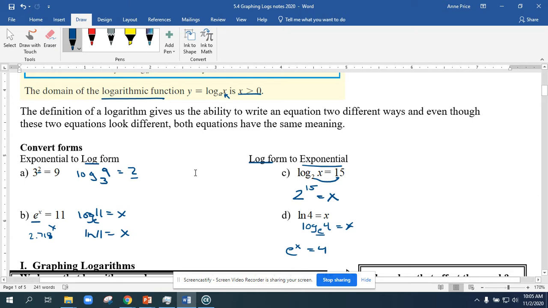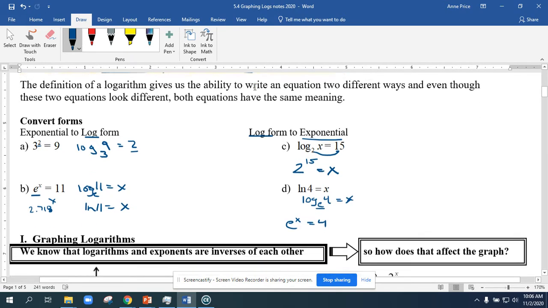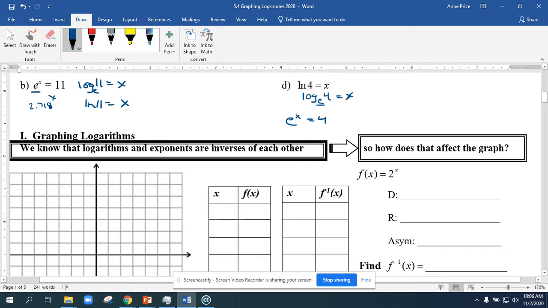But those are some converting forms, again, up here in the salmon colored, log base a of x equals y if and only if x equals a to the y. So we had to be able to convert, and we have a domain that we're going to be worrying about as well. All right, graphing of logarithmic functions.